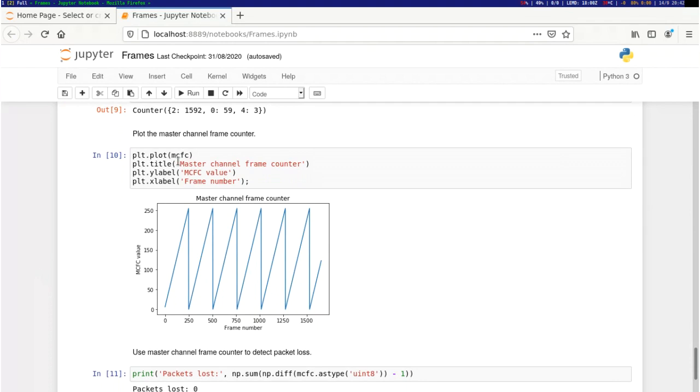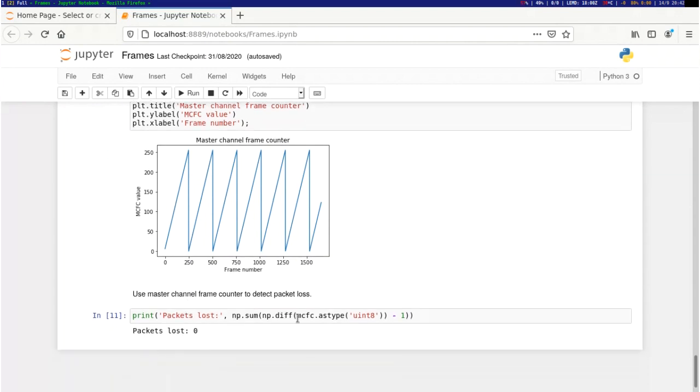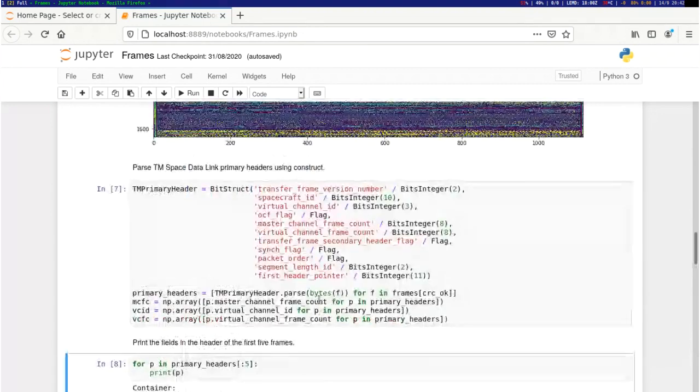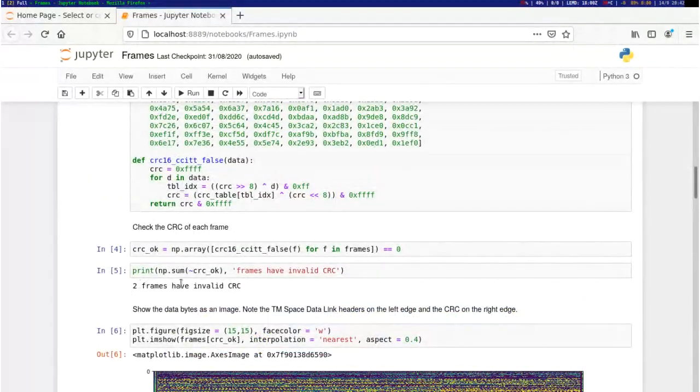We can plot the values of the frame counter. As you see, it goes from 0 to 255 because this is an 8-bit counter, and then rolls over. This can be done taking correct care of the rollover to detect the number of packets lost, so 0 packets lost. Then we see that these 2 frames with invalid CRC are maybe false sync word detections, or maybe right at the beginning of the data, or right at the end. I'm not sure. It's not so difficult to look at it in more detail and see where these 2 invalid frames come.